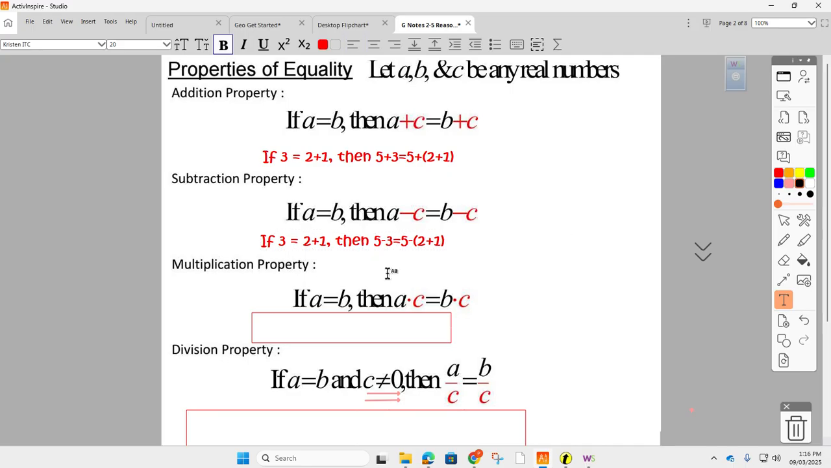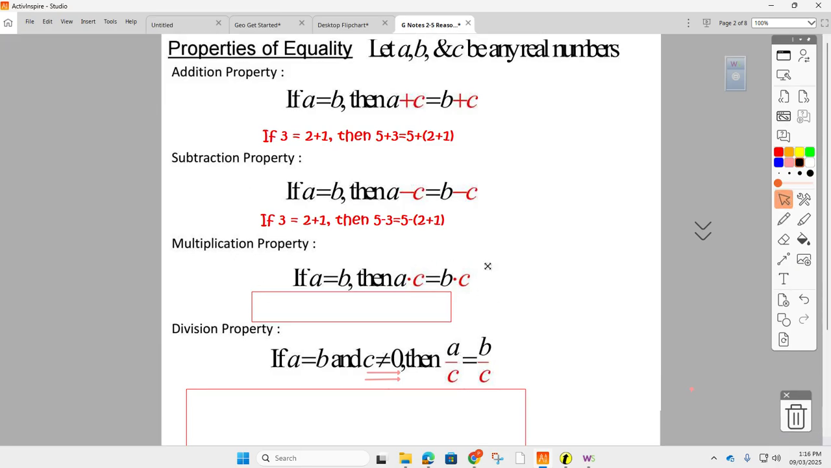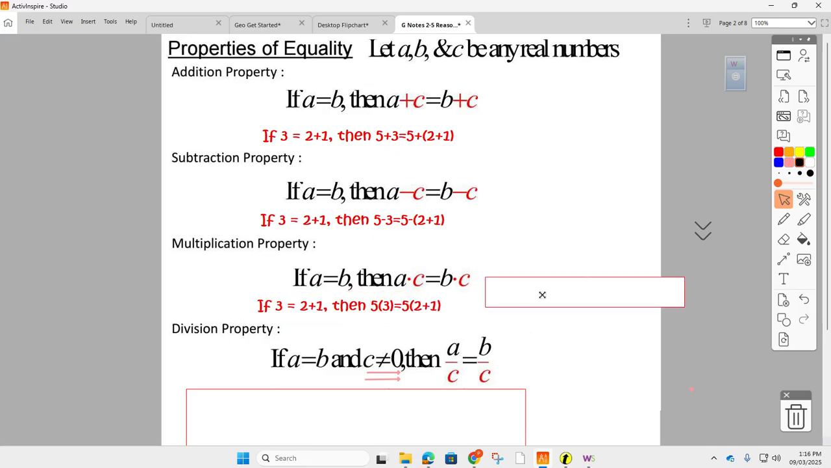Same thing with multiplication. We've got two equal expressions, and we multiply by the same value. Those expressions will still be equal. So the whole premise of solving equations, we can do whatever we want to an equation to solve it as long as we do the same thing to both sides. So if 3 equals 2 plus 1, and we multiply both of them by 3, they're still equal.